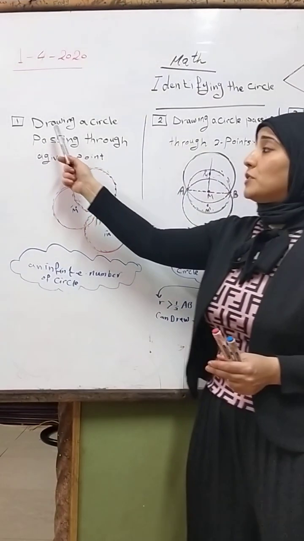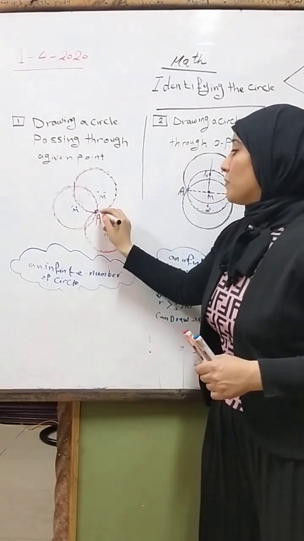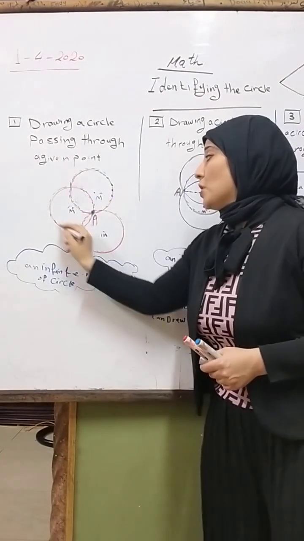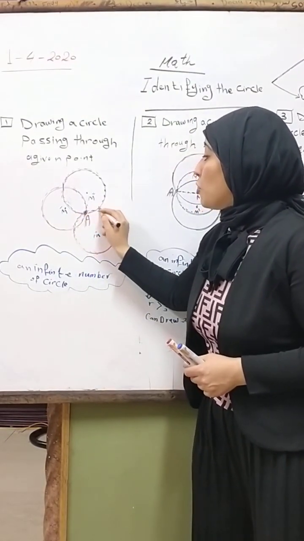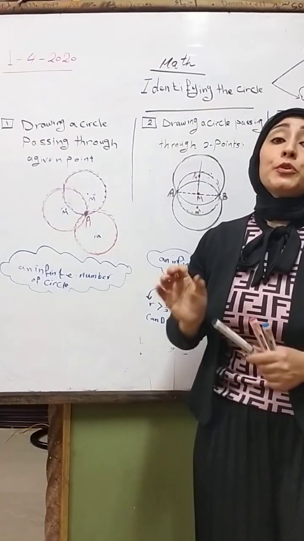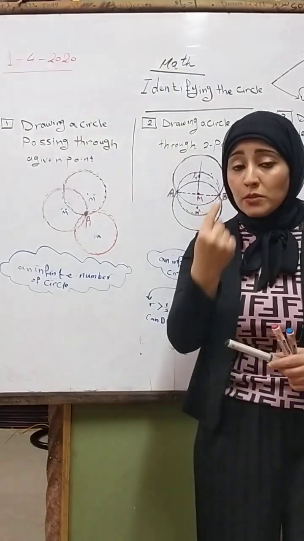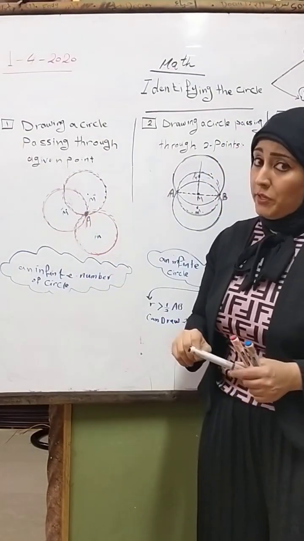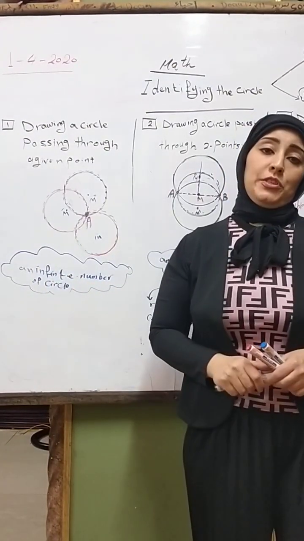The first case we will talk about is drawing a circle passing through a given point. Here we have only one point and we need to draw a number of circles passing through this point. We will note that there is an infinite number of circles that can be drawn passing through this point. So the most important note here in this case is what? If we have one and only one point, there is an infinite number of circles passing through this point.